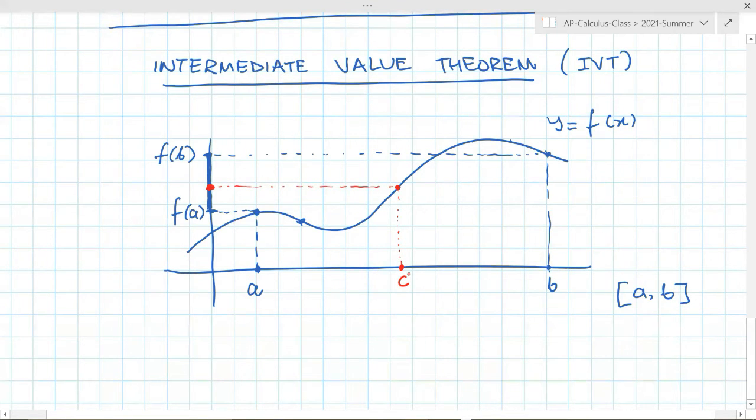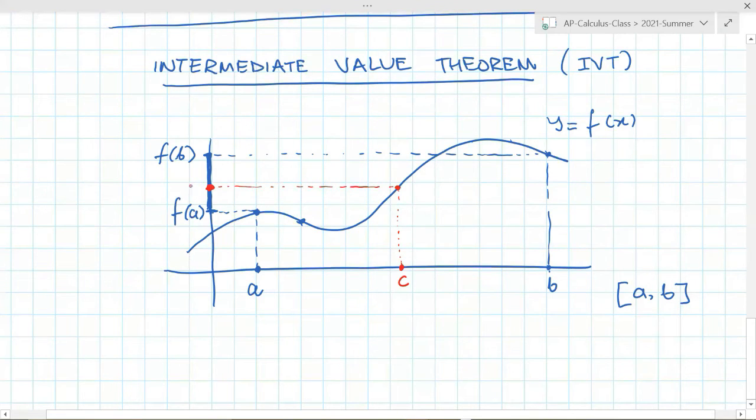Basically, it is saying there is no break. If there is a value here that is not present on this graph, that means somehow we started from f of a, and going through this interval, we jumped over some spot that we did not cover. But then it will be broken. But f of x is continuous, so it cannot be broken. That's all the intermediate value theorem says.